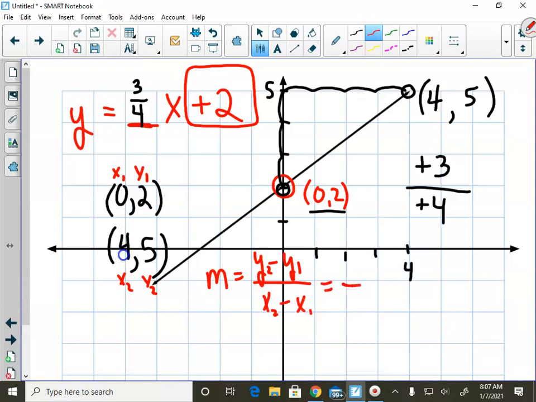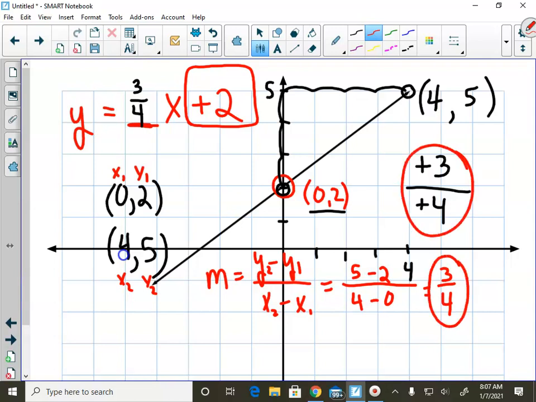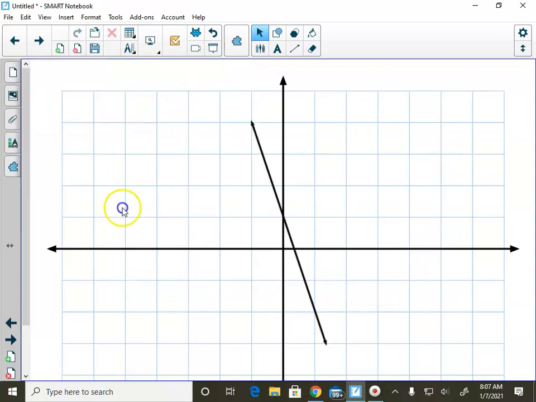So in this problem, y2 is going to be 5, y1 is going to be 2, x2 is going to be 4, and x1 is going to be 0. So 5 minus 2 is 3, 4 minus 0 is 4, so our slope is 3/4, which is the same thing we got when we counted. Okay, let's take a look at one more example, and we'll see how it works.